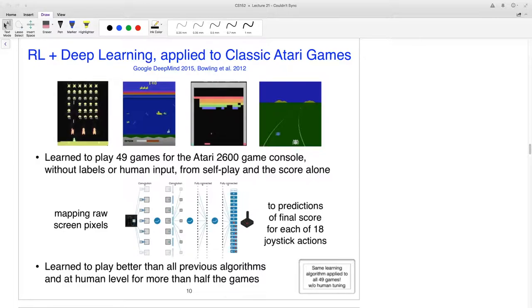Same exact format here. Same inputs, same actions. It's kind of handy because there's a single input device, so we know what the possible actions are. We train differently for each game. So we train this once on Breakout, lots and lots of times. We train it again for, say, Space Invaders and so on. And what happened is, for more than half the games, it's at human level, and it's better than all the previous algorithms.